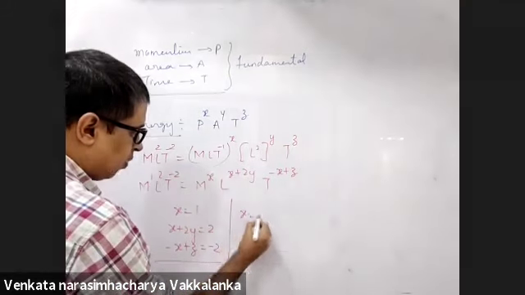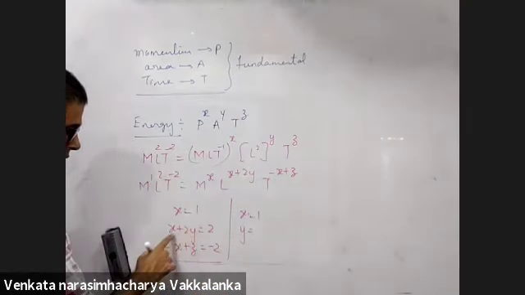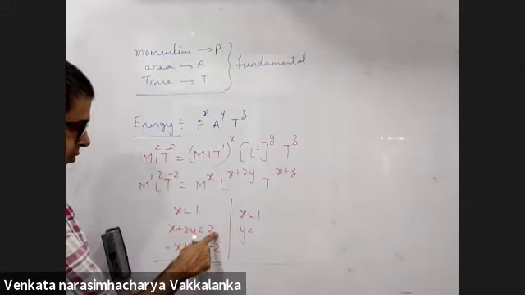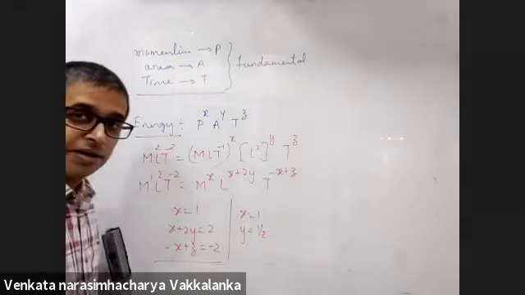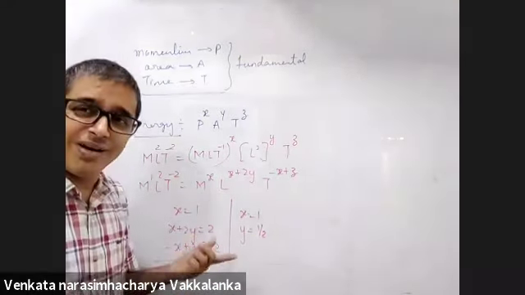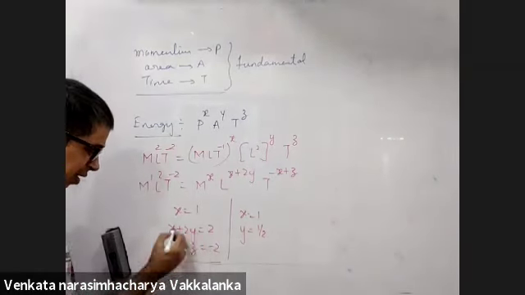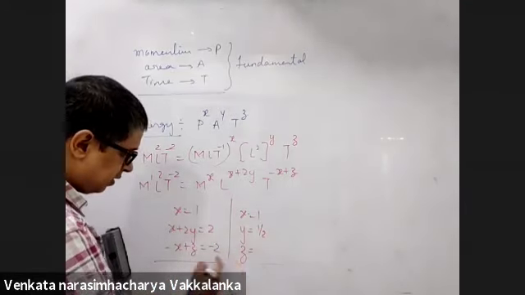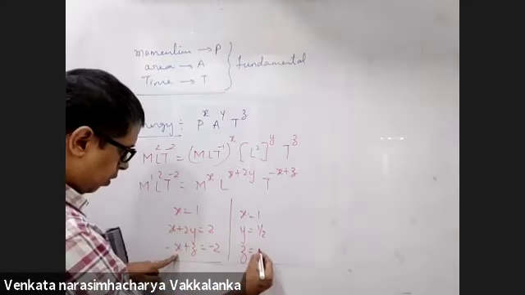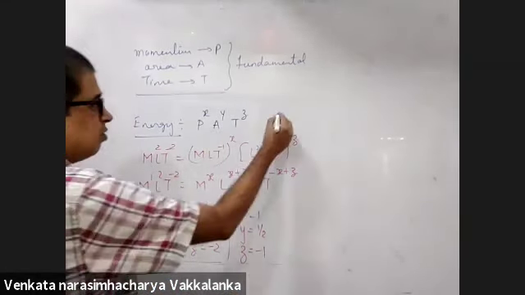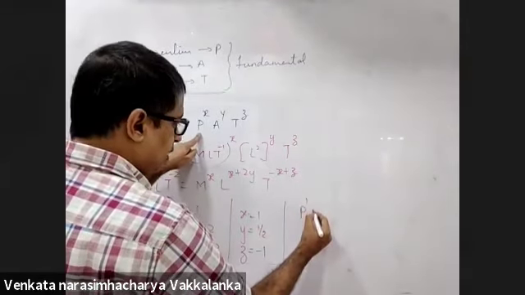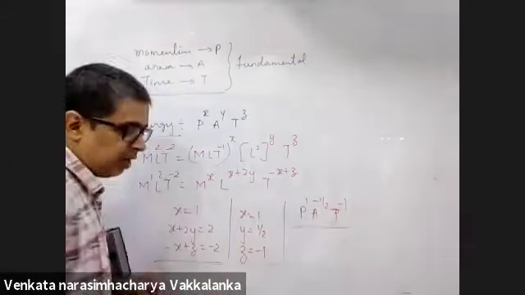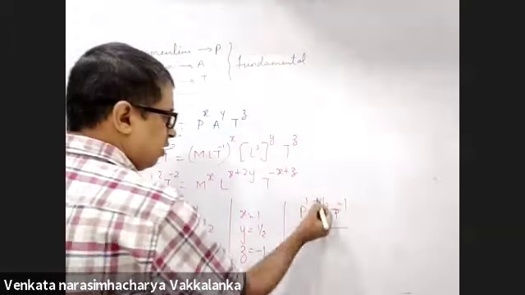How much are you getting? x is 1. Y, how much are you getting? Half. Y is half, 1 by 2. I substitute x as 1. 2 minus 1 is 1, by the grace of God. Divided by 2, it's half. Z is equal to minus 1. So what will my answer be? P to the power 1, A to the power half, T to the power minus 1. Sir, plus half. Okay.